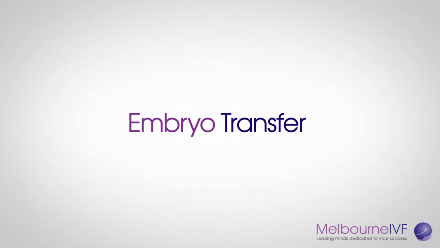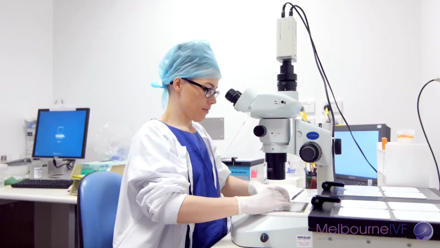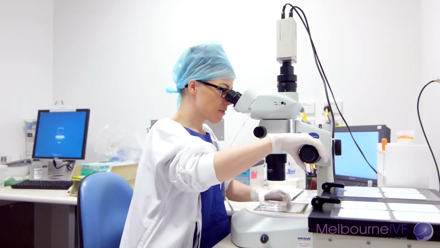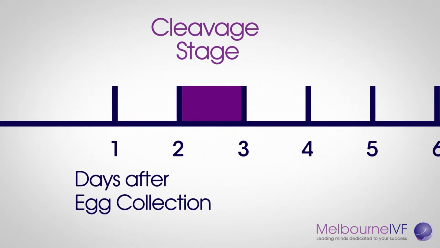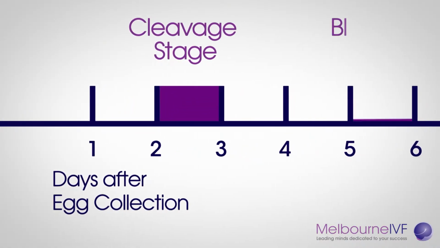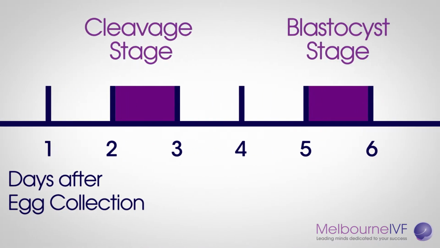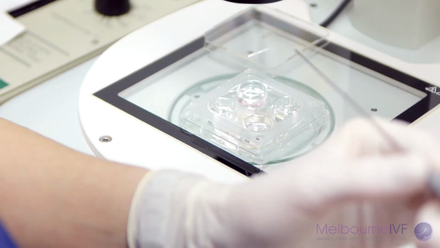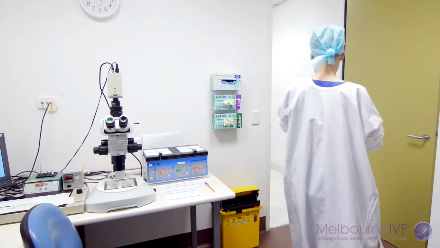Embryo transfer. Once the embryos have developed and the embryo with the highest chance of pregnancy success has been chosen, the embryo transfer procedure takes place. A cleavage stage embryo will be transferred 2 to 3 days after egg collection. A blastocyst stage embryo will be transferred 5 to 6 days after egg collection. The embryologist prepares the embryo ready for transfer and, together with your fertility specialist, is happy to answer any questions you may have.